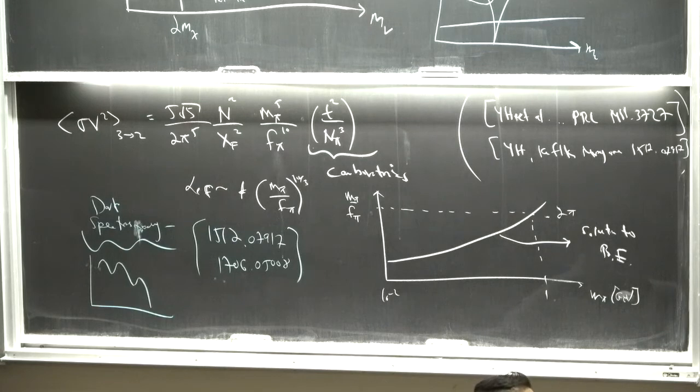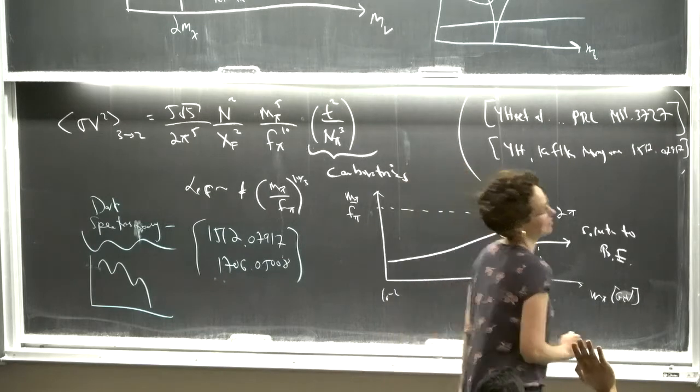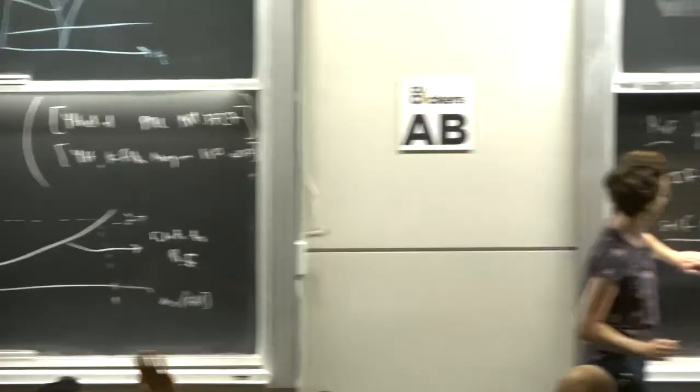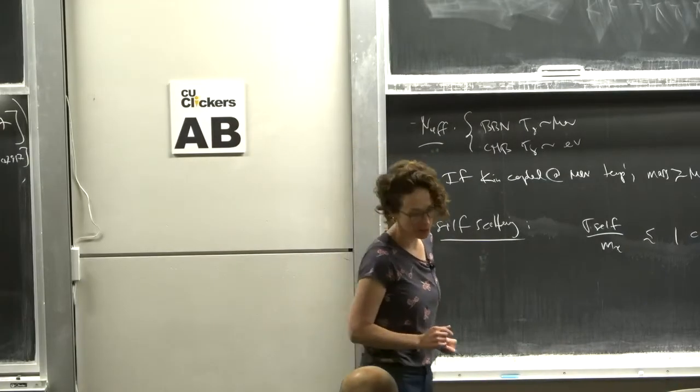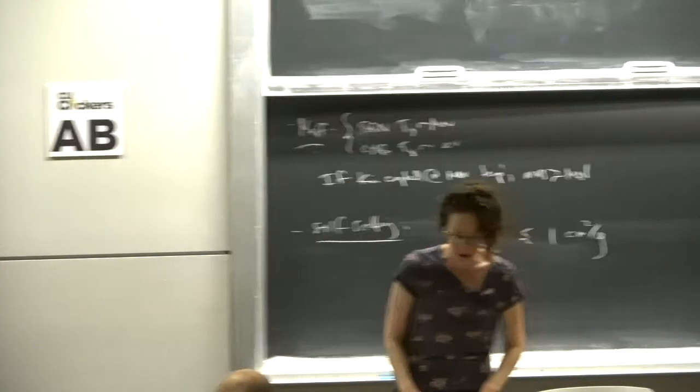Okay, and then the last constraint that I want to mention in this context is this. Self-scattering. We're going to talk in a little more detail about this one. So we also have constraints that come from self-scattering of dark matter.